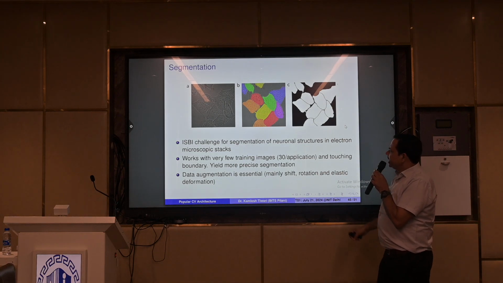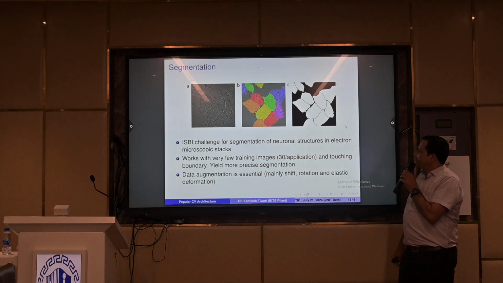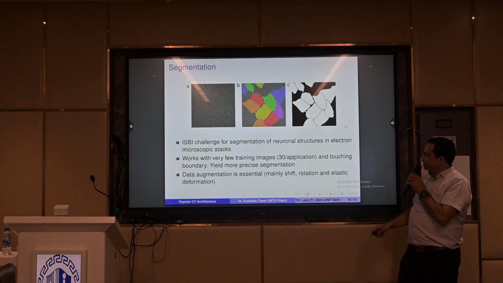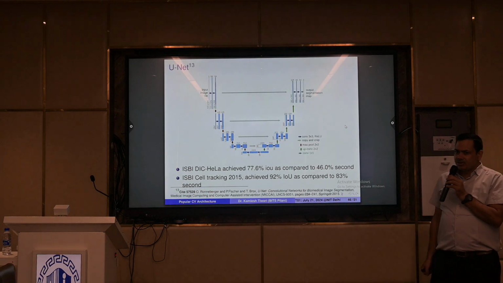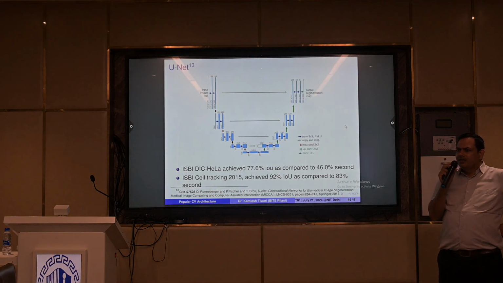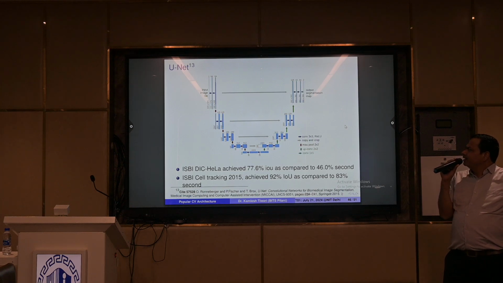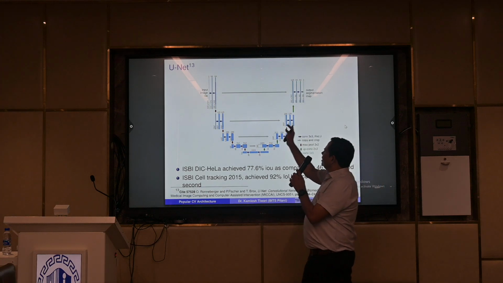So in the ISBI challenge, there was an open challenge, and as I mentioned, electron microscope slides were there, and the person had to do this particular task. So this was the architecture proposed. This architecture is called U-Net. Very interesting kind of architecture. Let me tell you what this architecture is. It looks like a U, but essentially inside, things are connected.